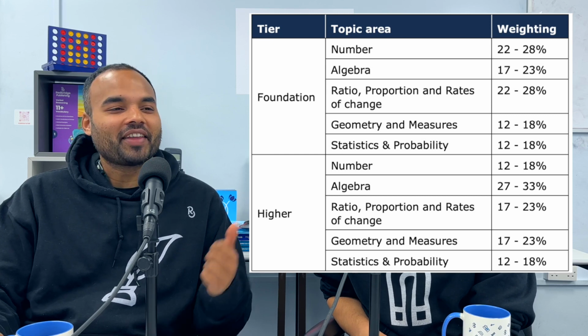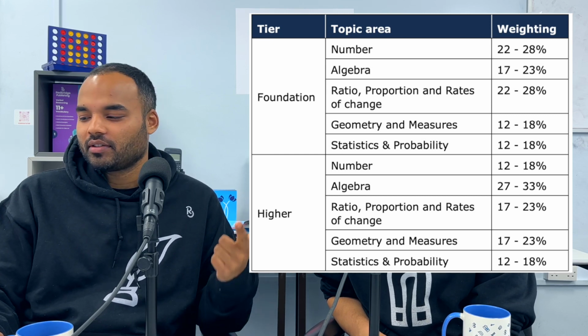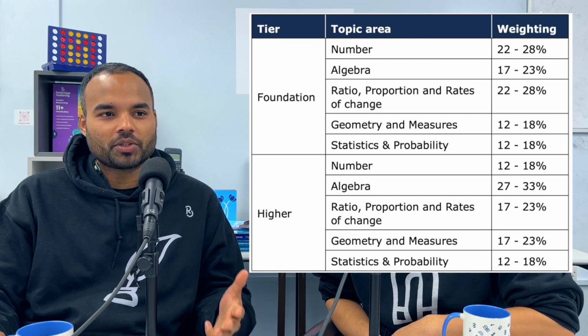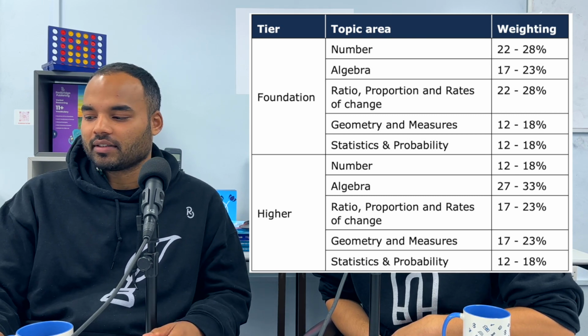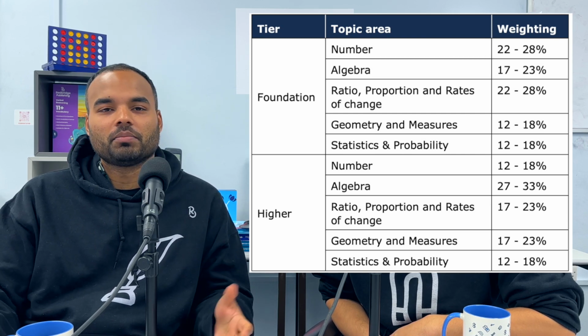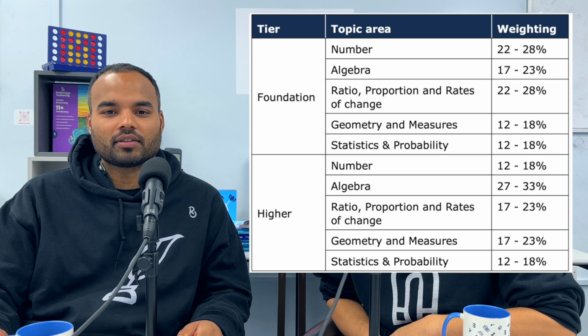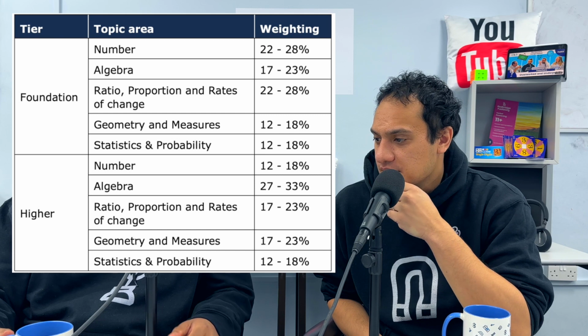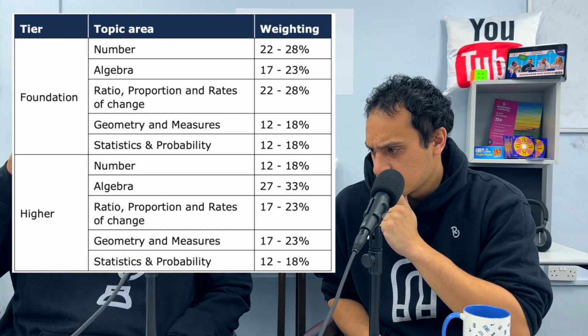We have 5 main topics for both tiers. We'll put them up on the screen somewhere here, probably on John's face again. They are number, algebra, ratio and proportion and rates of change, geometry and measure, and probability and stats. Those get tested across both tiers, but there's a difference in weightings. Do you want to discuss the difference in the weightings for each section?